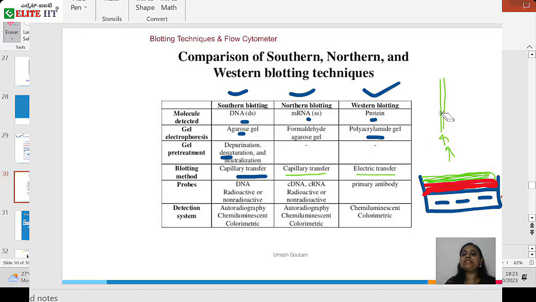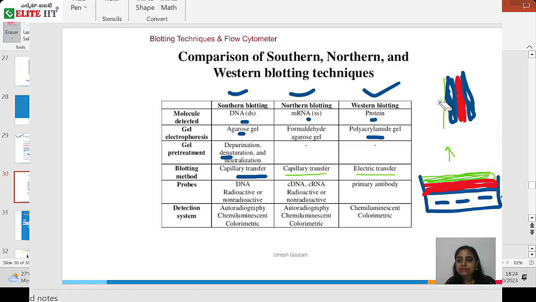Now in an electric field, when you apply an electric field, then all the proteins are transferred to the nitrocellulose membrane. In that case, the gel is kept in the middle, and side by side a sandwich position will be there. Here one nitrocellulose paper, and here also another nitrocellulose paper. Then the electric field is applied.